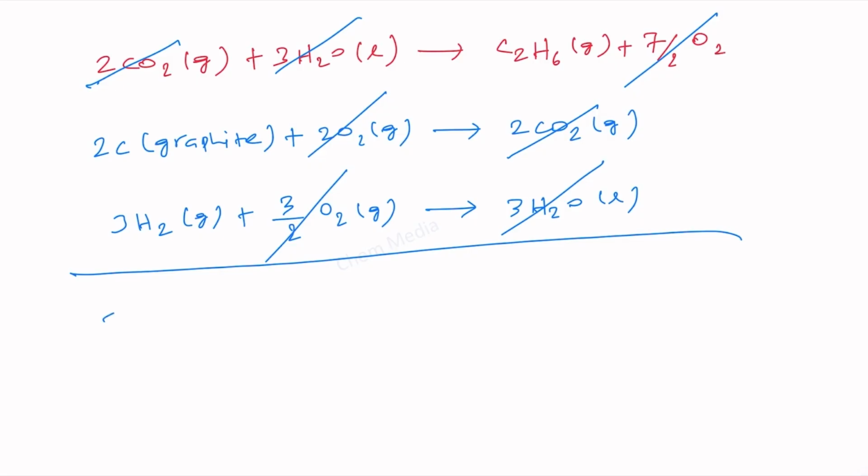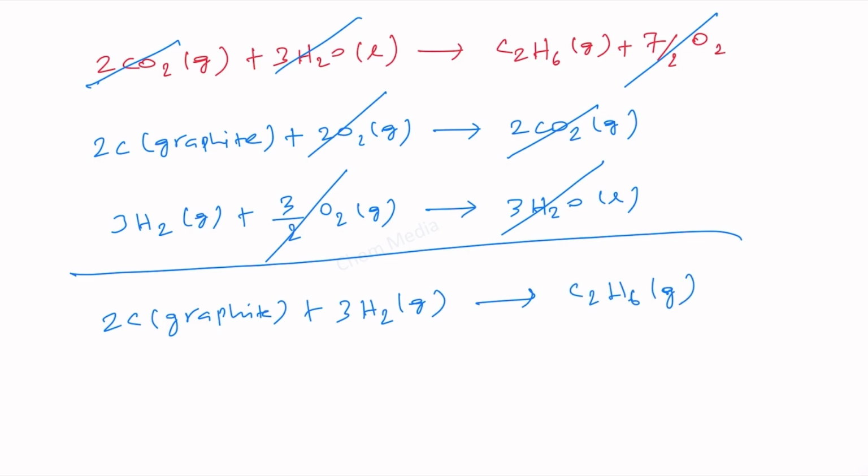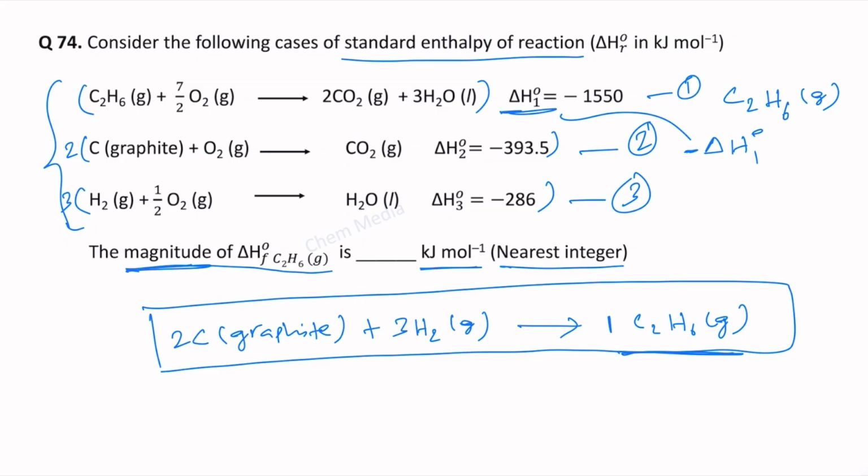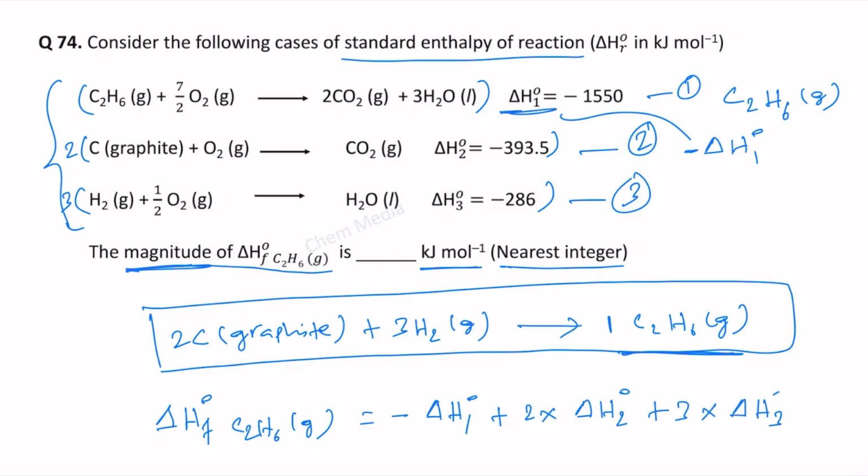So if we sum it up, then we will get this equation: 2 times carbon plus 3 times H2 gas, and that would give us 1 mole of C2H6 gas. For that we are finding the standard heat of formation. So therefore the standard heat of formation for C2H6 gas is equal to minus delta H1 naught plus 2 times delta H2 naught plus 3 times delta H3 naught.